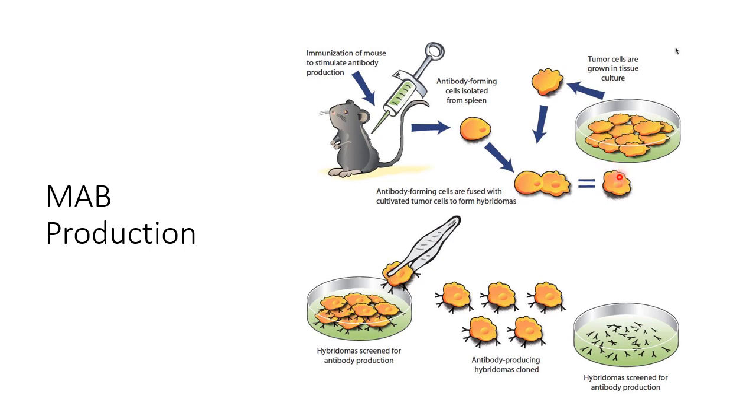So the hybridomas are screened for antibody production. We have to check if they produce antibodies. And then we subculture it. We remove a cell and implant the cell on a lot of petri dishes. Hopefully, these hybridomas will produce the antibodies that we desire. And we purify the antibodies and package it into a medication.